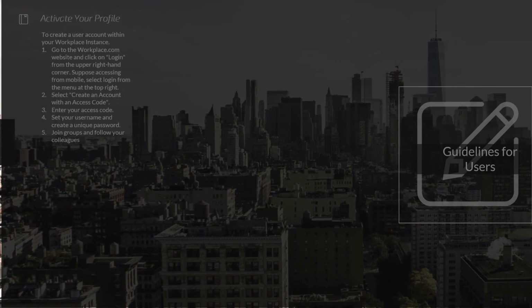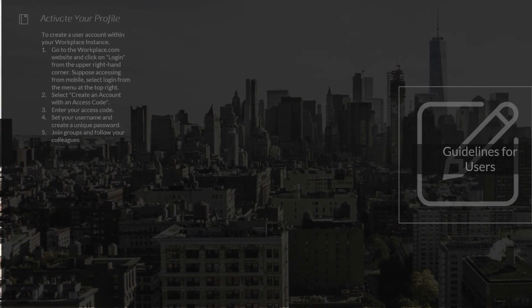Guidelines for users. Activate your profile. If you have a company email address, look out for an email inviting you to join Workplace. Click on the link and follow directions to activate your profile. If you don't have a company email, your employer probably supplied you with an access code. Follow these instructions to activate your profile.